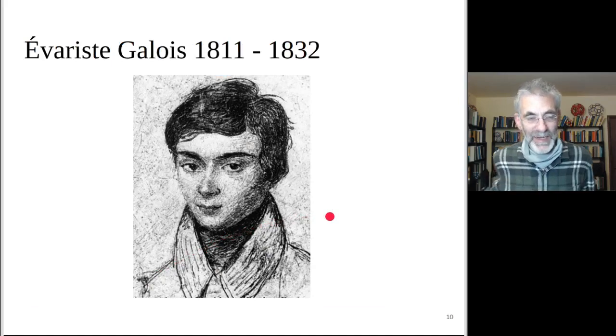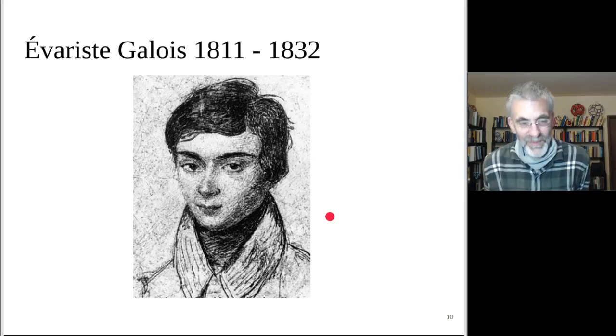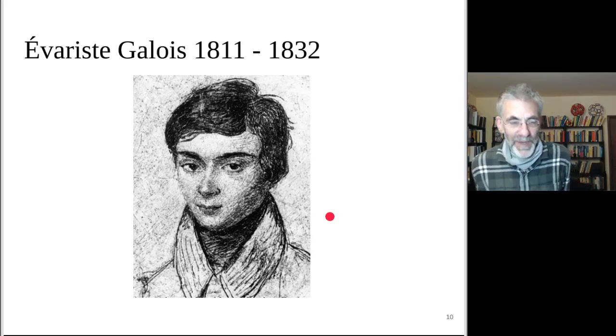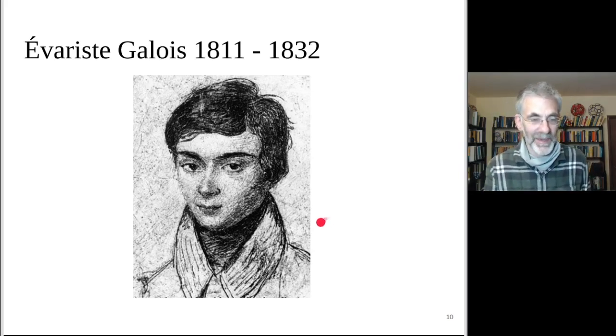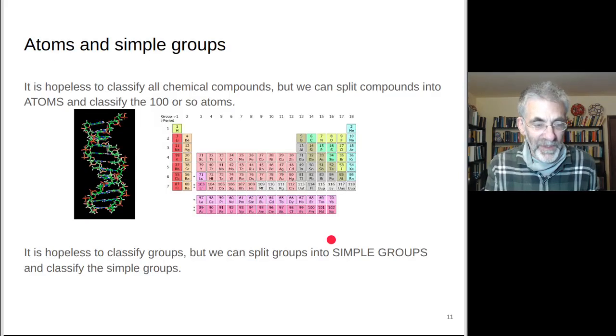So how can we classify groups? Well, or at least how can we understand groups if we can't classify them? Well, the way to do this was found by Galois, who sort of depresses everybody because he managed to die at the age of 21, and by that time he'd already done work that made himself world famous when most of us are just doing undergraduate exams or something like that. So that was a really impressive guy.